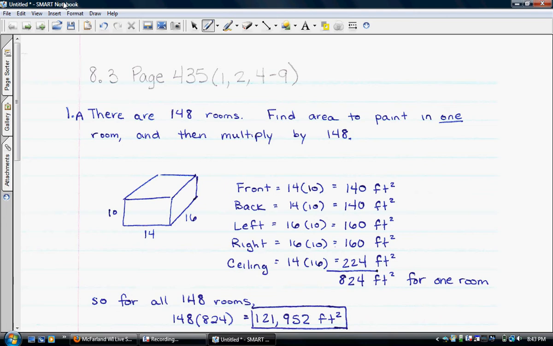And if you figure out the area of each of those walls or ceiling individually and add them all up, you get a total of 824 square feet for one room. So if you multiply that by 148 rooms, you get a total of 121,952 square feet total.